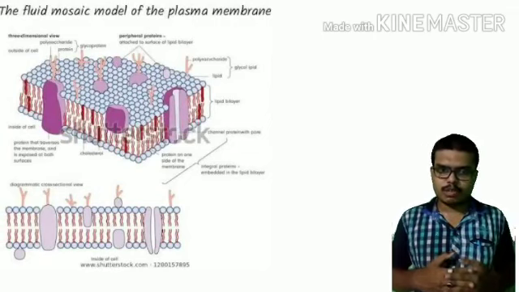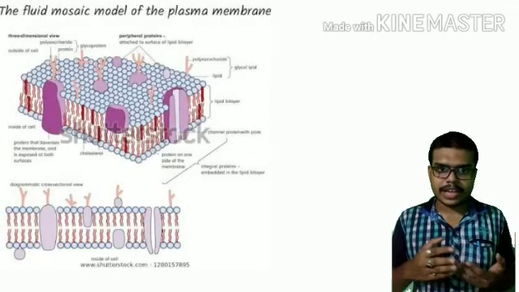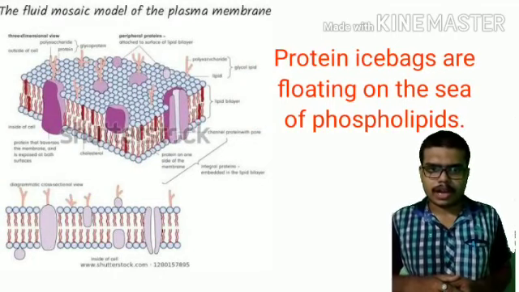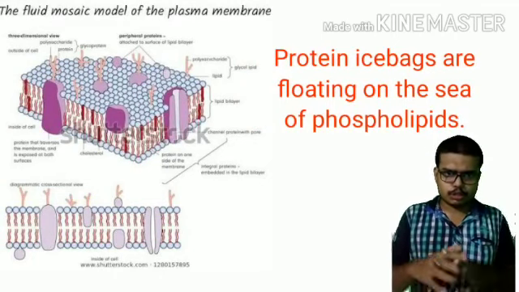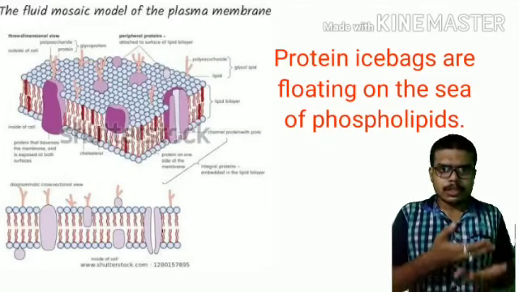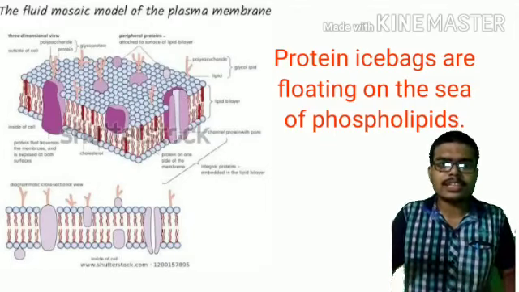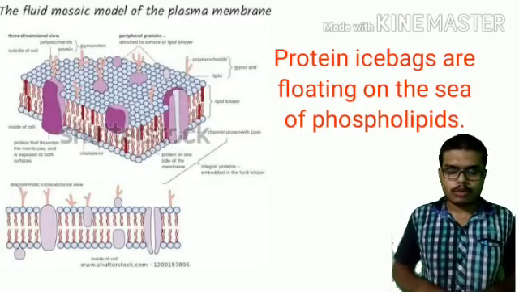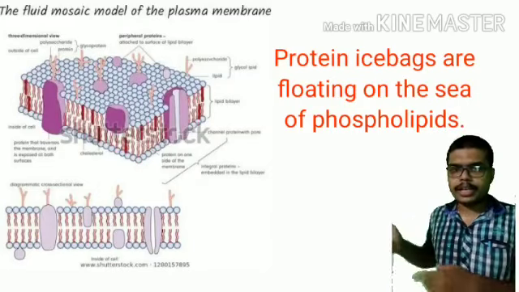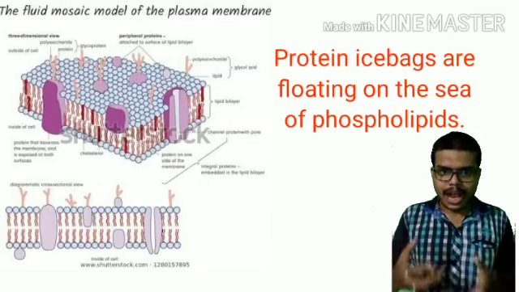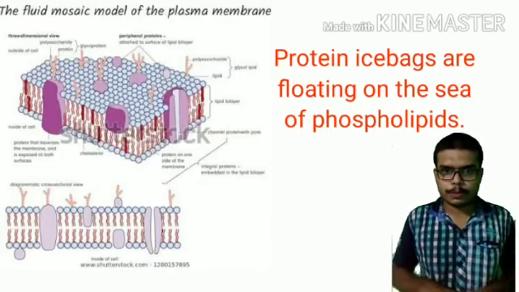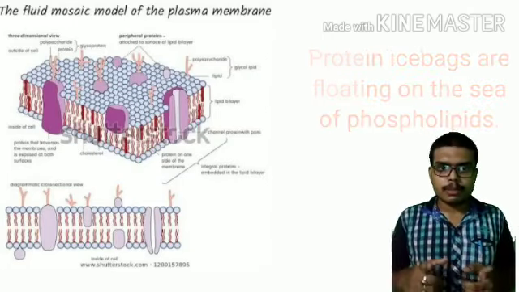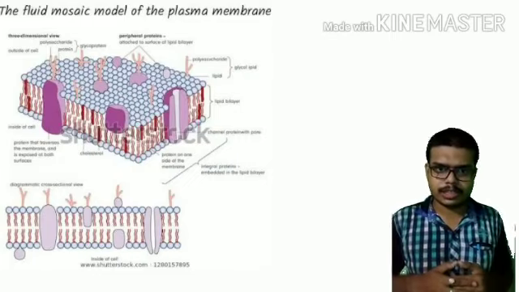From this structure, you can say that the protein icebergs are floating on a sea of phospholipid. Look at this diagram. In this diagram, it's showing that the entire lipid bilayer looks like a sea, and the proteins are floating on the outer surface of this. So you can easily say that the protein icebergs are floating on the sea of phospholipid. This is a quotation, it's an NCERT line. You have to remember that because it has been asked in different entrance exams.